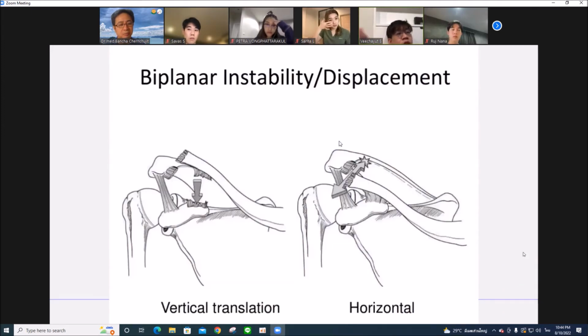As seen in the previous video, there are mainly two types of instability of the AC joint, vertical translation and horizontal, depending on which ligament is injured.